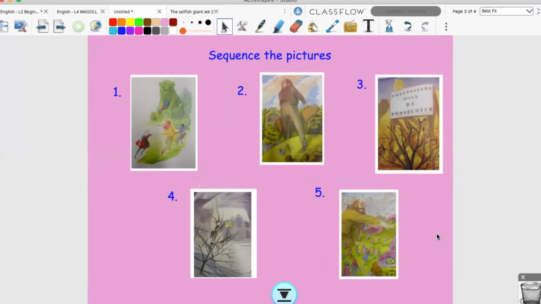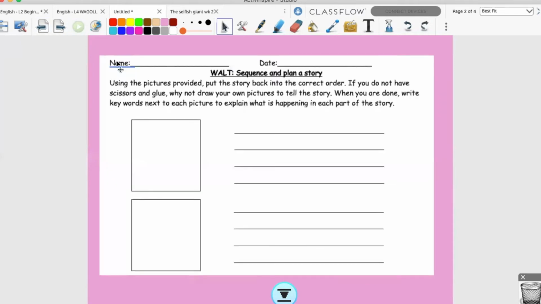I've done it with you to help you. Why don't you turn the video off, go back to your sheet and have a go at sticking the pictures in the right order. You can always come back and watch this video if you need some help. Pause here while you do that activity and then we'll move on to see what we should do next.